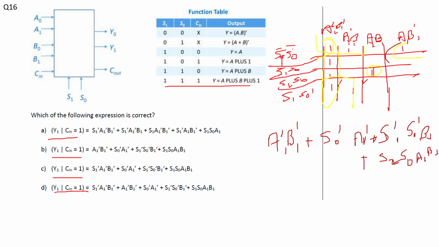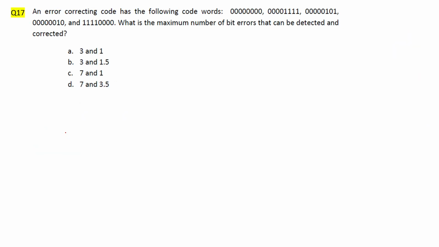So a1 b1 complement plus s0 complement a1 complement plus s1 complement s0 complement b1 complement, and then s0 s1 a1 b1. So option B is the right answer. Now question number 17. I want you to do it, but here I have to make one correction. So this is 0 1 0 1, this is 1 0 1 0 1 0. Read it like this.